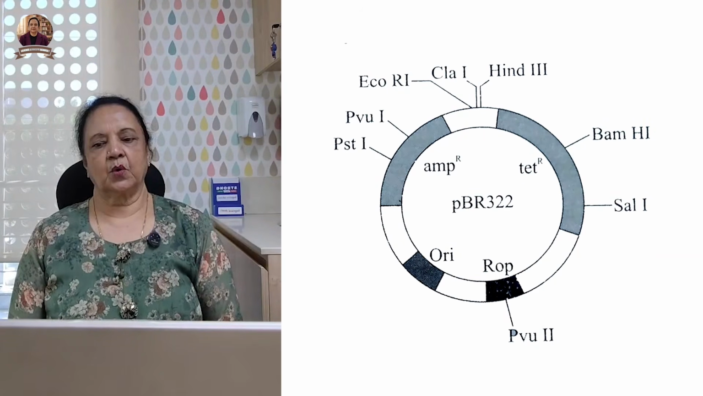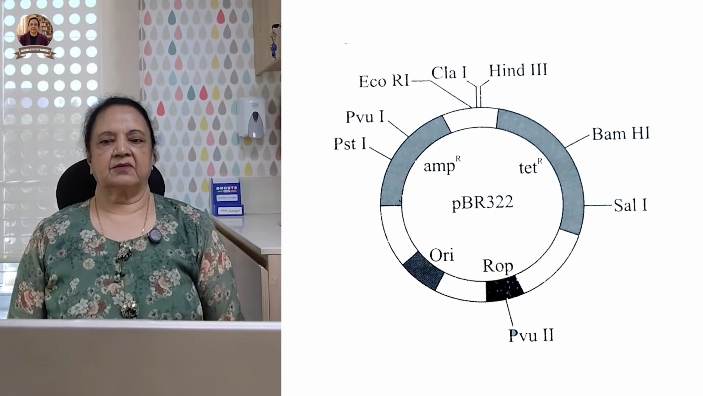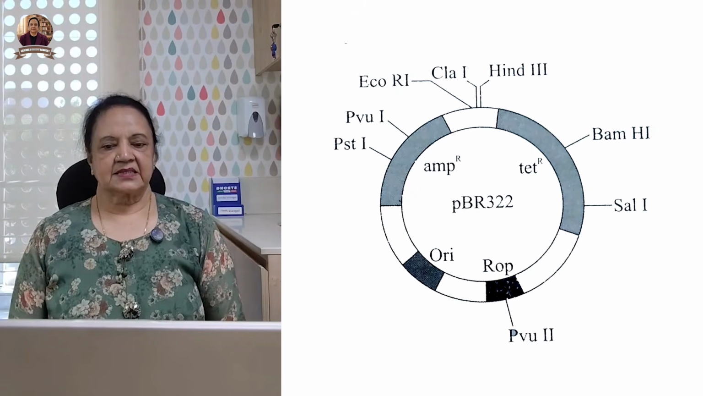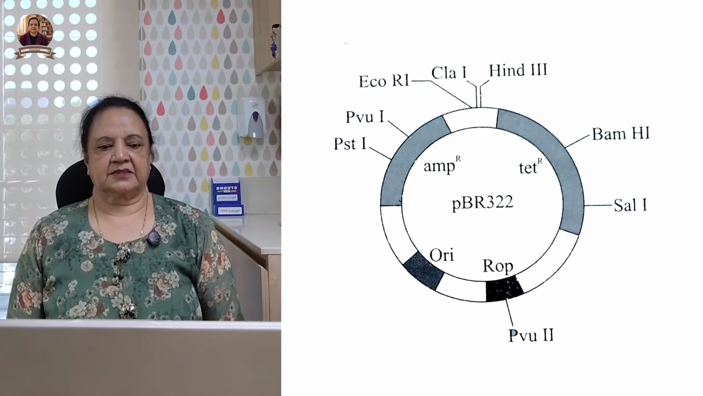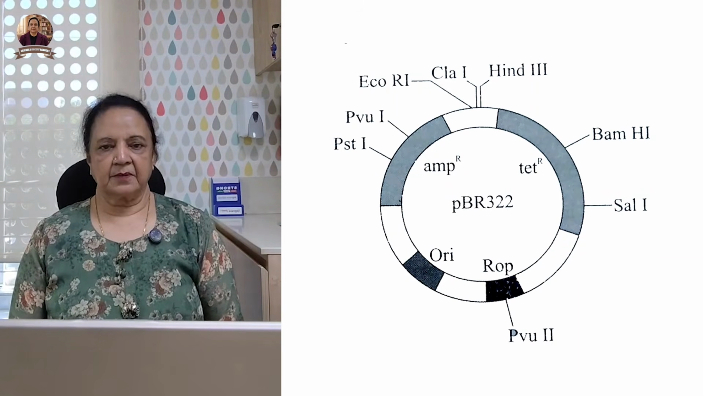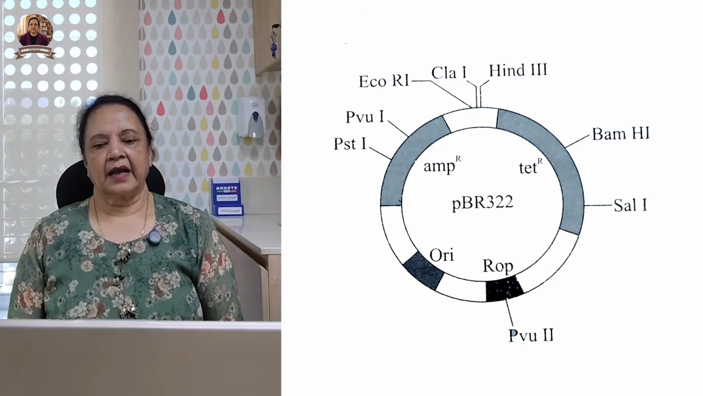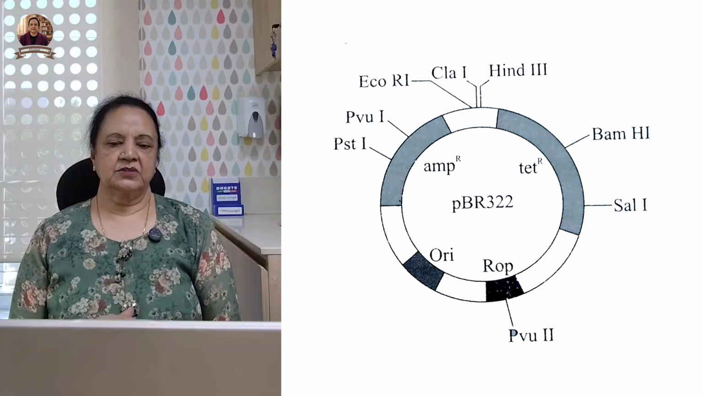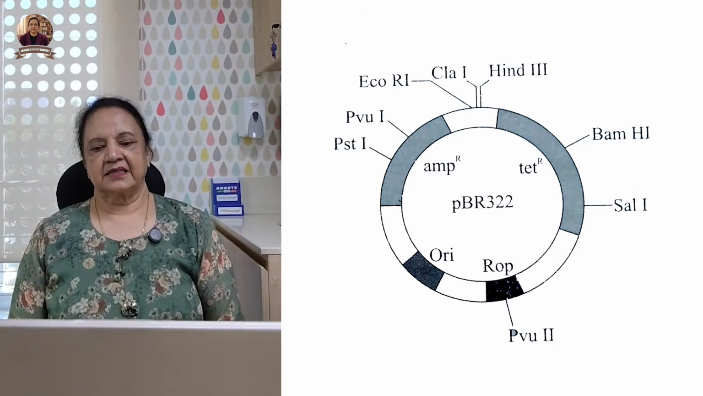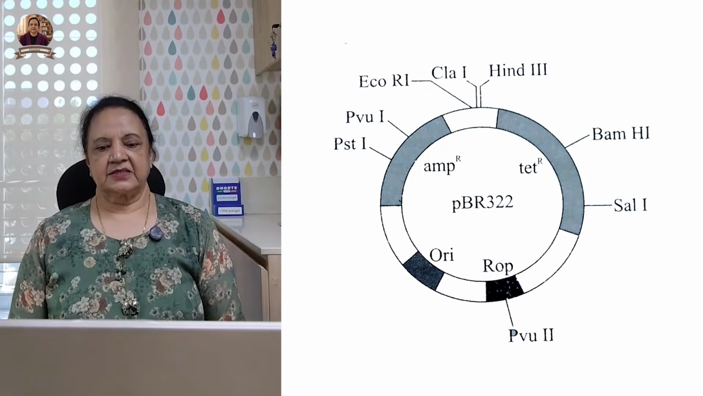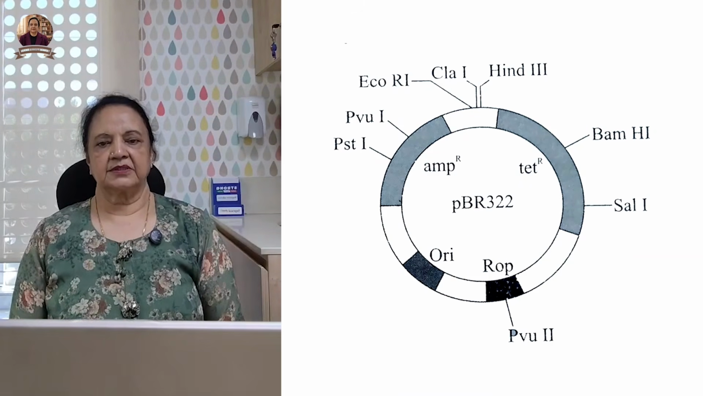First one is ori, or origin of replication. This is a sequence from where replication starts. It controls the copy number of the vector. A high copy number ori allows many copies of the plasmid to be made within a single cell, which is essential for producing large quantities of the cloned gene.